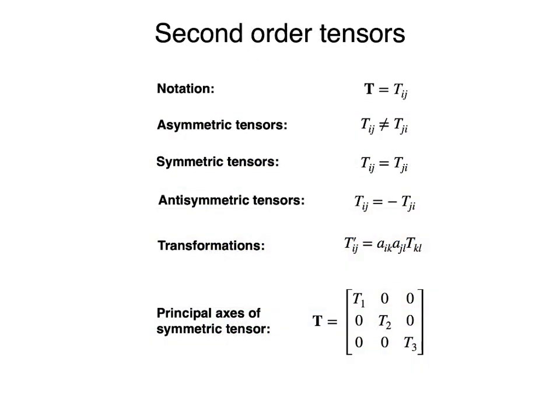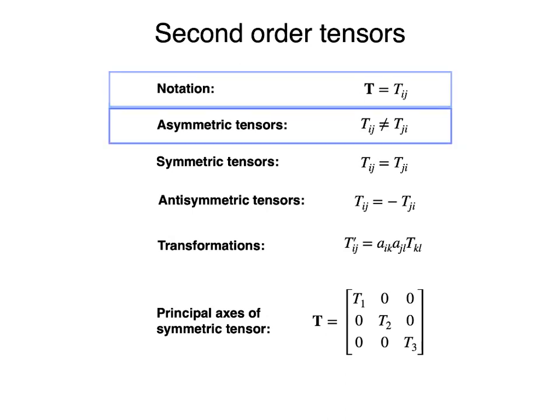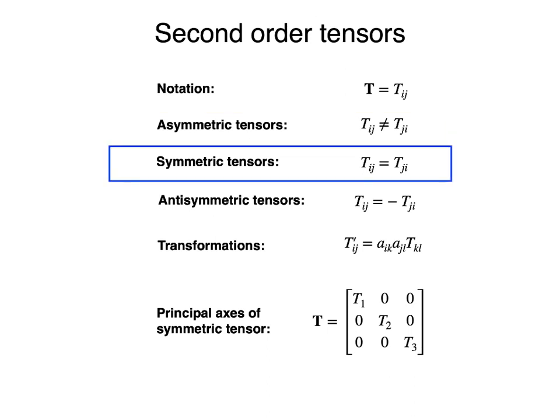This slide summarizes second-order tensors. A second-order tensor T in index notation is written as T_ij, with i and j varying from 1 to 2 to 3. You can think of the tensor as a 3 by 3 matrix. In asymmetric tensors, all 9 components of the tensor are different. In symmetric tensors, the components T_ij are equal to the components T_ji. For example, T12 is equal to T21.